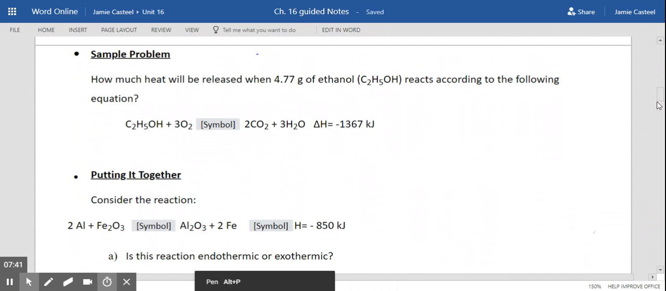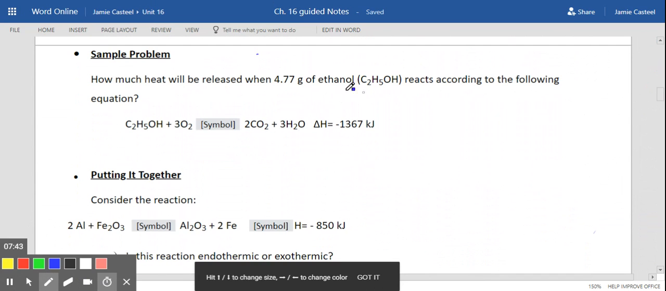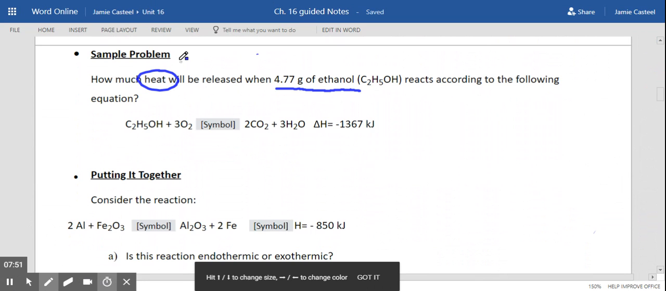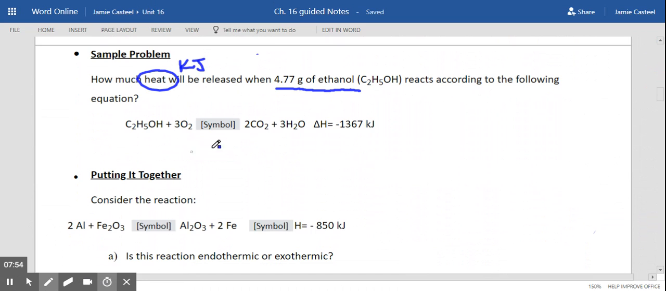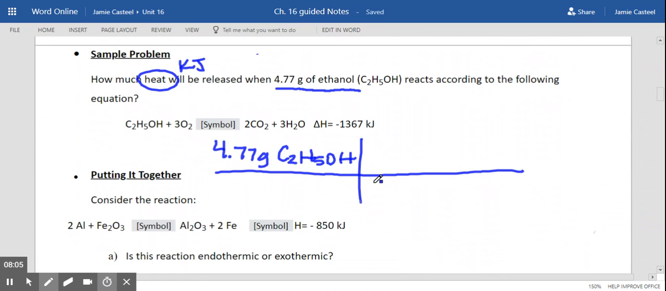Okay. All right. So sample problem. How much heat will be released when 4.77 grams of ethanol reacts? And they want how much heat? That means they want kilojoules. So I'm going to start with my given. And I went ahead and made it harder here. I've already put it in grams, so you're going to have to change it to moles. So go ahead and figure out how many grams of ethanol is in 1 mole of ethanol. Once you figure that out, plug it in and we'll keep moving.